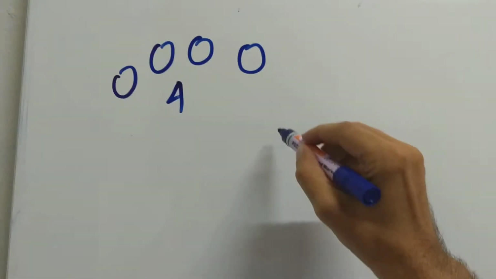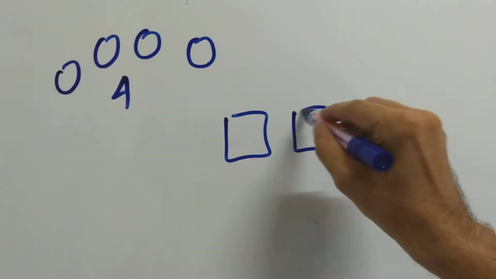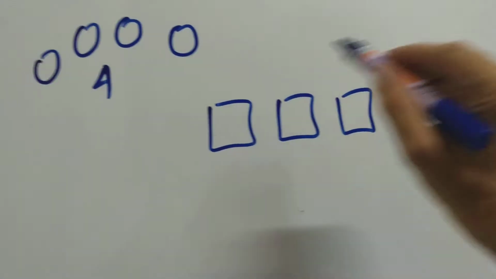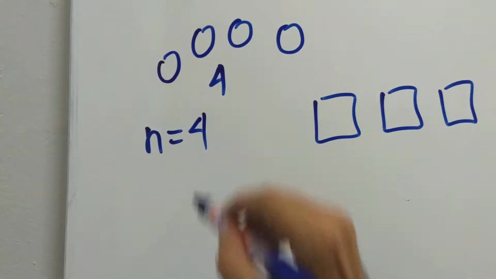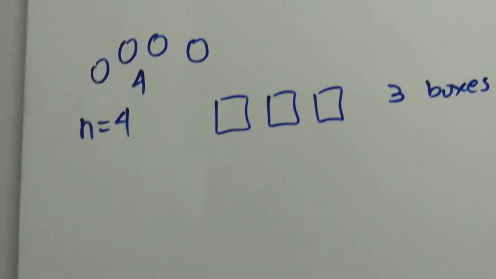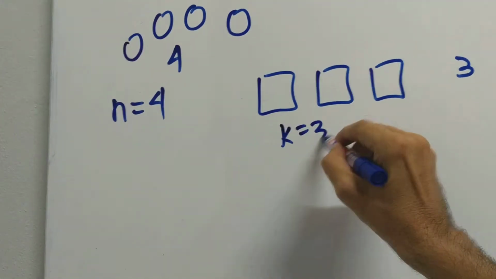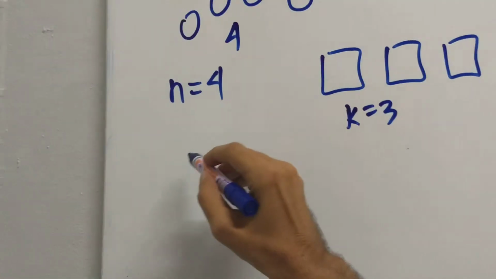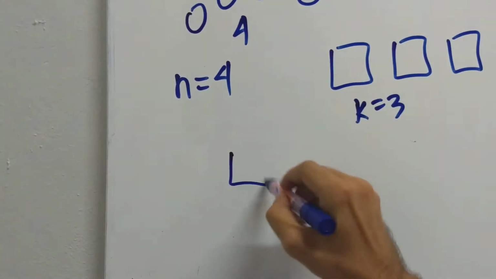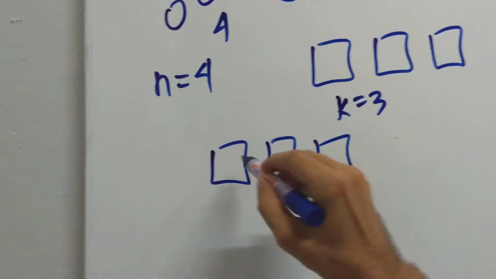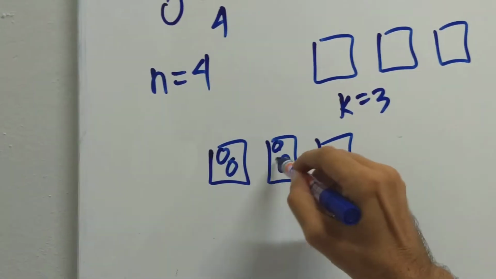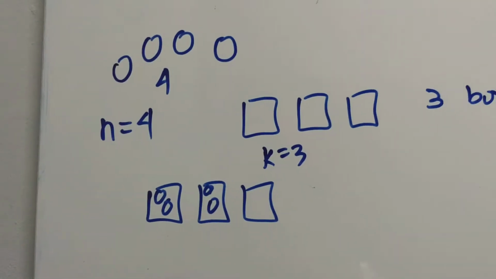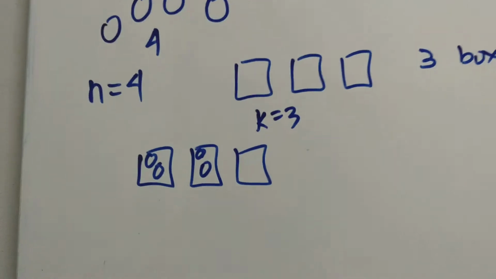Let's say we have 4 balls and we want to put them into 3 boxes. So N is 4, the number of balls, and K is 3, the number of boxes. And the question is, how many ways can we do this? For example, here's one way. We can put 2 balls in here and 2 balls in here and none in there. We can do stuff like that. How many ways can we do that?